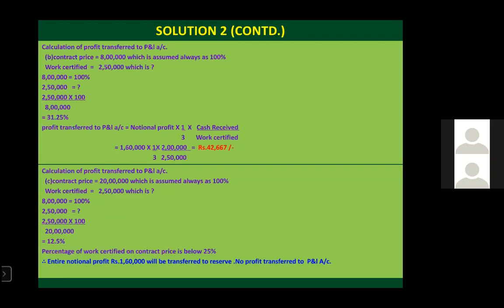And the third situation, the contract price is 20 lakhs. Then how will we calculate? 20 lakhs is equal, I wrongly mentioned here, 20 lakhs is equal to 100 percentage, means 2 lakh 50,000 is equal to what? So we'll get 12.5 percentage. So we can apply the first rule because it is below 25 percentage. So the entire notional profit 1,60,000 will be transferred to the reserve, no profit transfer to P&L account.